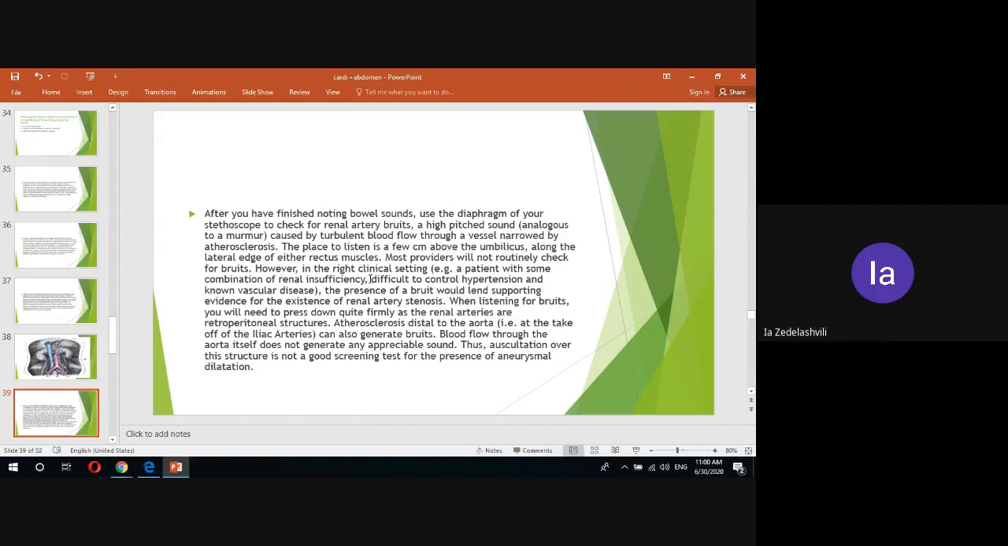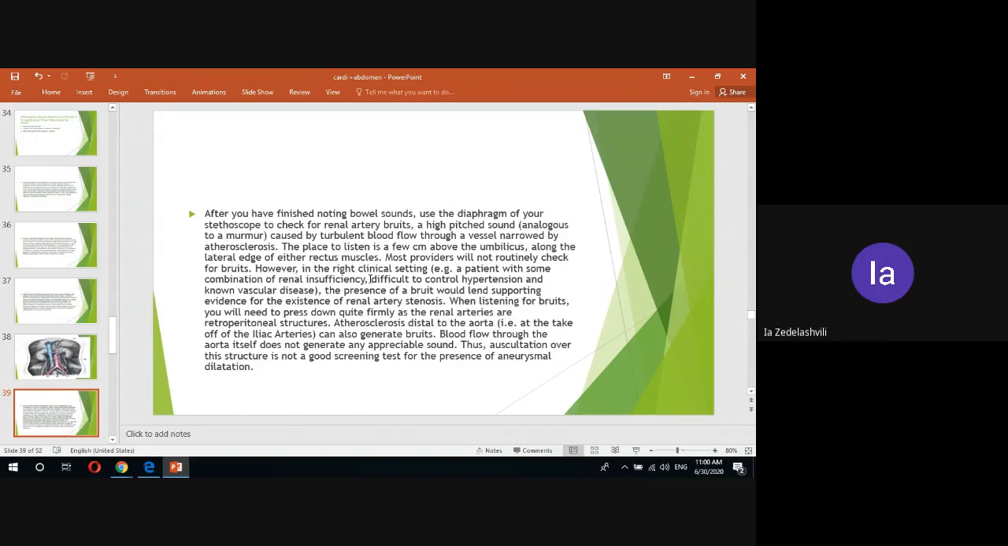Most providers will not routinely check for bruits. However, in the right clinical setting, a patient with some combination of renal insufficiency, difficult to control hypertension, and known vascular disease, the presence of bruits would lend supporting evidence for the existence of renal artery stenosis.